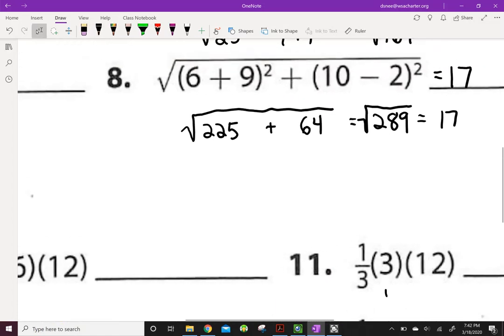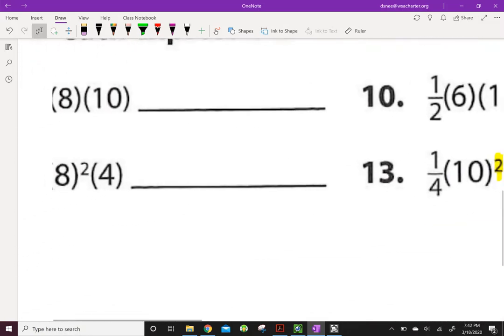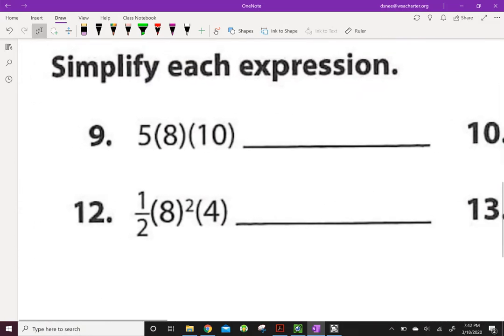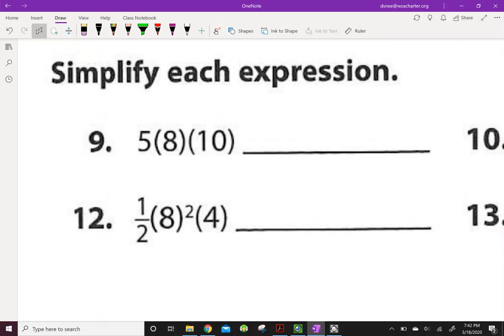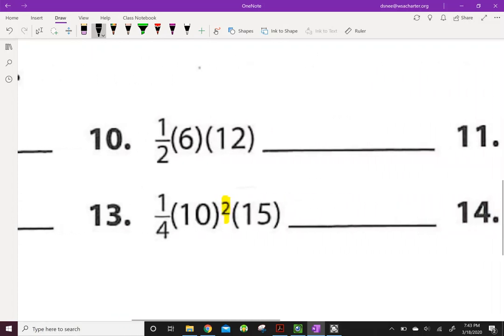A little more practice. Okay, this one, we move down the page. It says simplify each expression. Evaluate, simplify. What is this equal to? I'm going to multiply all 3 of these values. This parentheses just tells me to multiply 5 times 8 and 8 times 10. And the order that I multiply these does not matter. It's all multiplication. So 5 times 8 is 40, and 40 times 10, I just have to add one more 0.